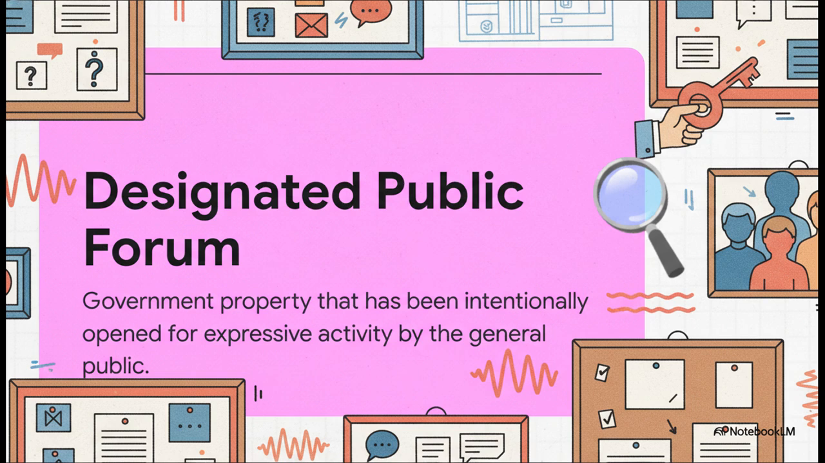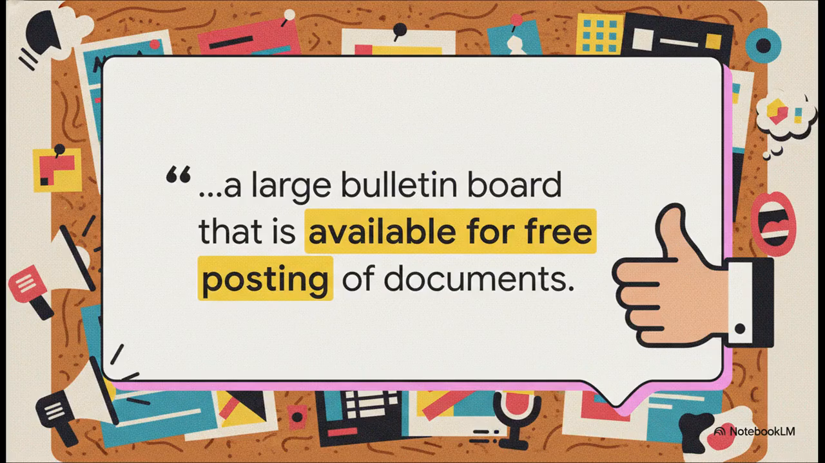This is super important because the level of protection your speech gets really depends on the type of government property we're talking about. And the key to figuring that out is to look at what the government intended for this bulletin board. And you know what's cool? This one little fact from our story tells us everything we need to know. The city made the board available for free posting. By doing that, they intentionally opened this space up for public speech. And when the government does that, boom, it creates what's called a designated public forum.